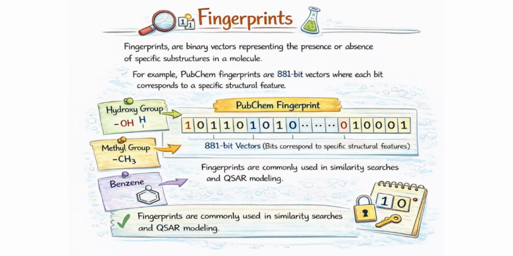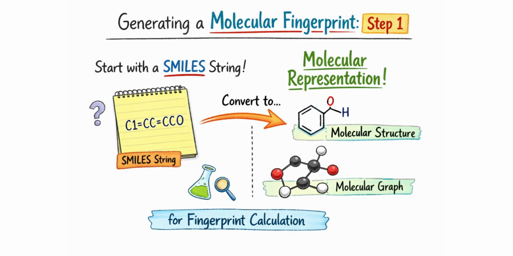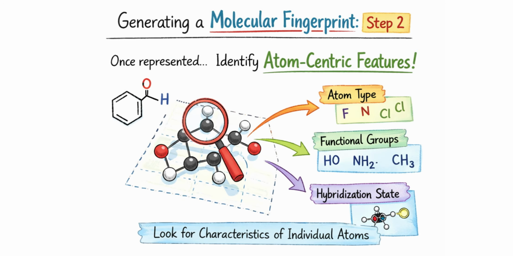Suppose you have a SMILES string of a molecule for which you want to calculate the molecular fingerprint. The first step is to represent that molecule in a form suitable for fingerprint calculation. This usually means converting the SMILES string into a molecular object or graph using appropriate algorithms. Once we have the molecular representation, we identify atom-centric features. These are the characteristics associated with individual atoms, such as atom type, the presence of a functional group, or hybridization.